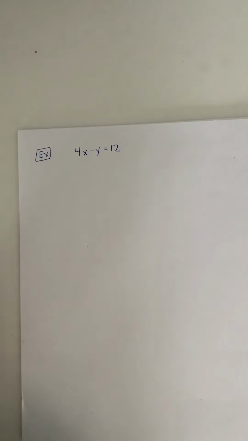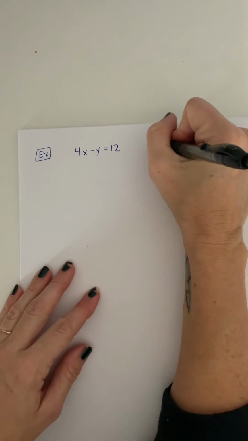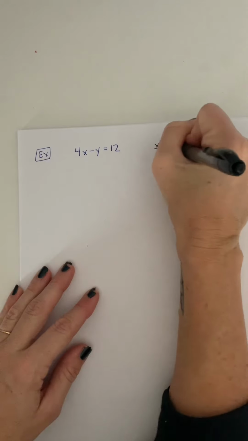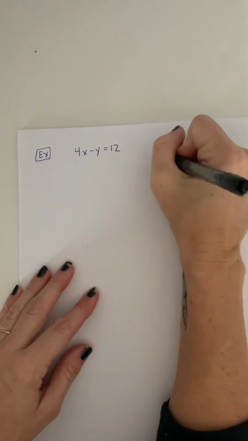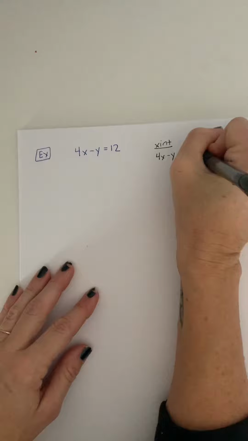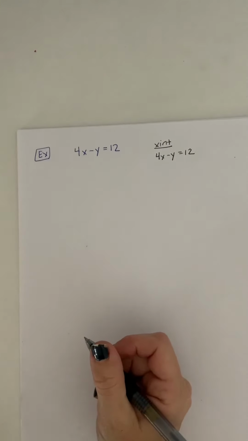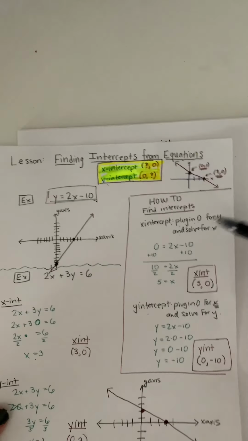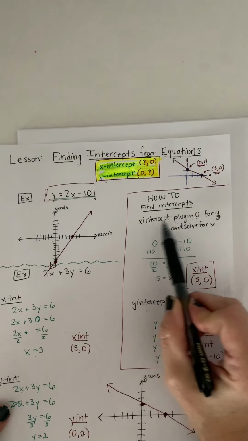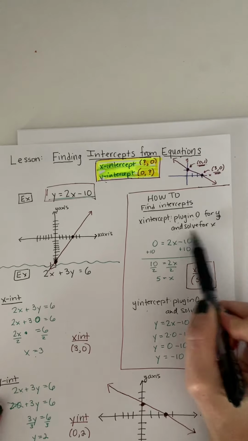So again, to find the x-intercept, which do we plug in for? This is the big thing to always remember. For the x-intercept, we plug in 0, but for what? Go back and look. For the x-intercept, we plug in 0 for y and solve for x.